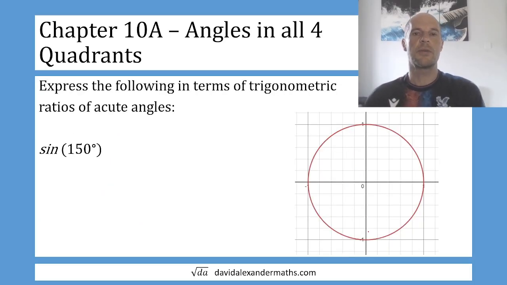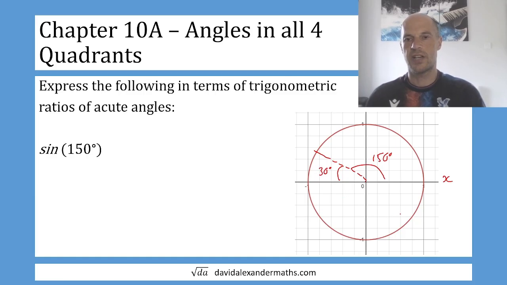Express the following in terms of trigonometric ratios of acute angles. Okay, so what we need to do here is we are measuring the angle, and we always measure it in an anti-clockwise direction. So let's just guess that that's about 150 degrees here. So what I need to do is work out the angle that is created with the x-axis. So this angle here will therefore be 30 degrees.